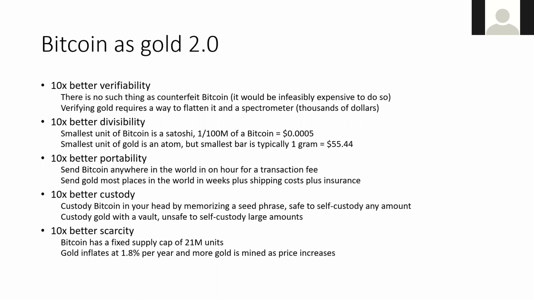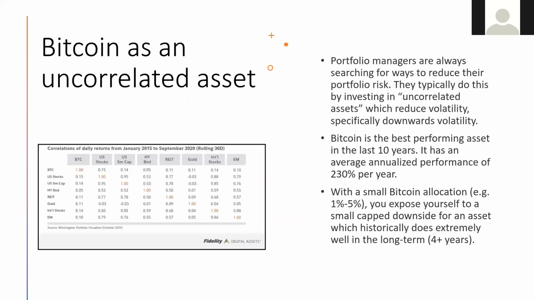As far as custody, I mentioned that with Bitcoin, you can store arbitrary amounts of value in your head if you care to. Scarcity. Bitcoin has a fixed supply cap of 21 million units. This is set by the protocol. Gold has historically inflated at about 1.8% per year, and this means that after about 35 years, you're going to lose half of your purchasing power in gold.